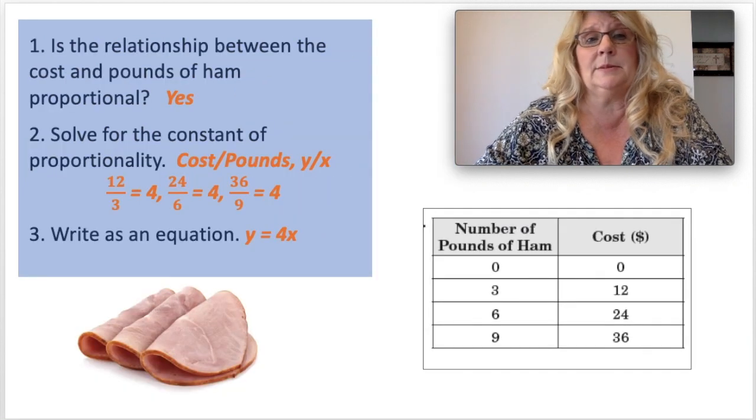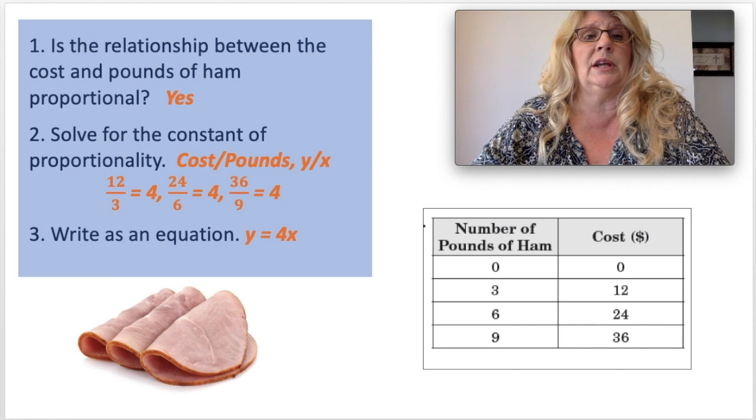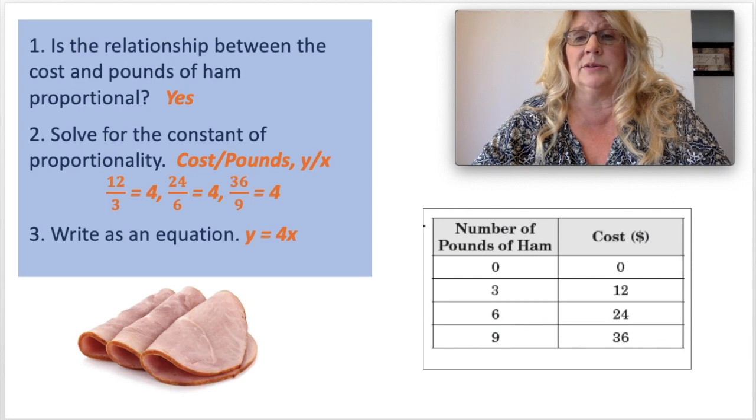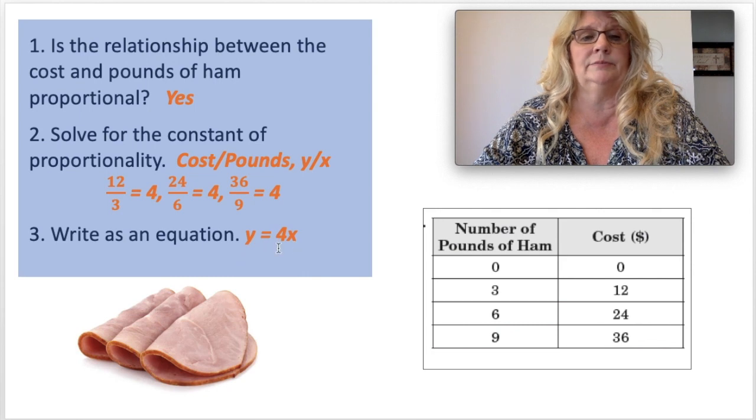So, we're going to buy some ham. We want to know, is this relationship proportional? First, we got to divide. Cost divided by pounds, or y divided by x. So I have 0, 0. 12 divided by 3 is 4. 24 divided by 6 is 4. 36 divided by 9 is 4. Yes, it is proportional because it's $4 per pound. Thus, our equation is y equals 4x.